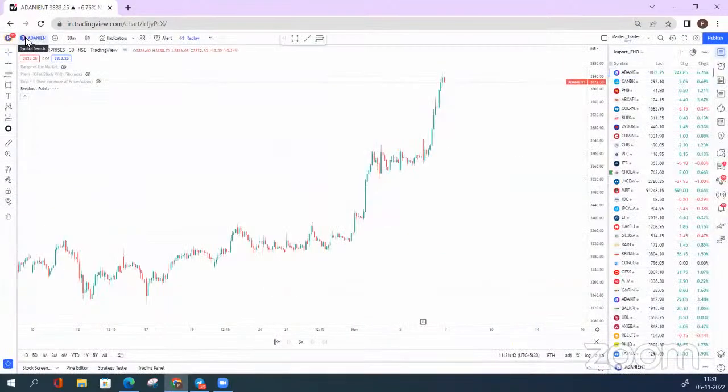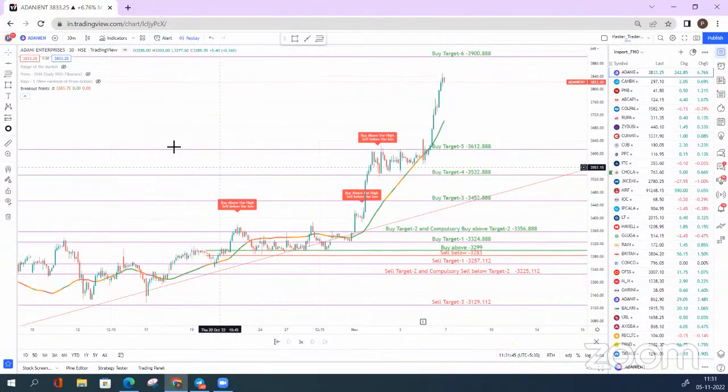Let's say Adani Enterprise, where it would have given me a buy. I'm taking 30 minutes. It asked me to buy on 19th of October, buy above around 3297. It gave me a buy above 3297, and it gave me a compulsory buy around this area. It went up here, but it gave me a compulsory buy above this area. So I'll be holding for my target.